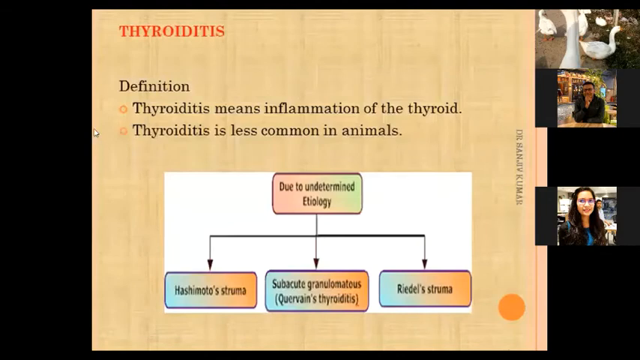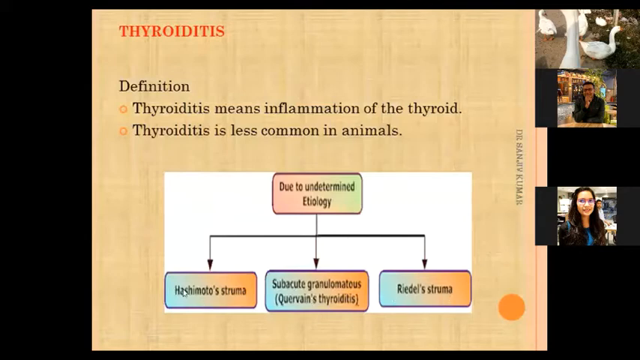There is also a condition where there is inflammatory condition of the thyroid. So you know, -itis denotes inflammation. So this is the inflammation of thyroid, and this can be due to any cause. For example, this can also be due to infection. But if you don't know the cause of the inflammation of the thyroid, that is, it is due to undetermined etiology, then three different conditions you can see.